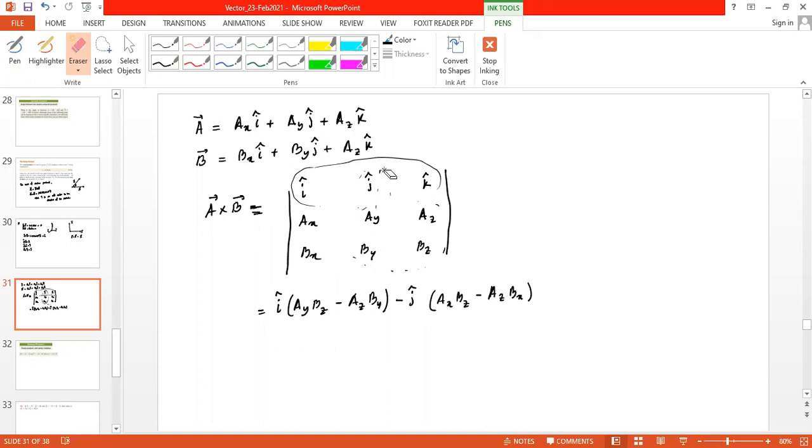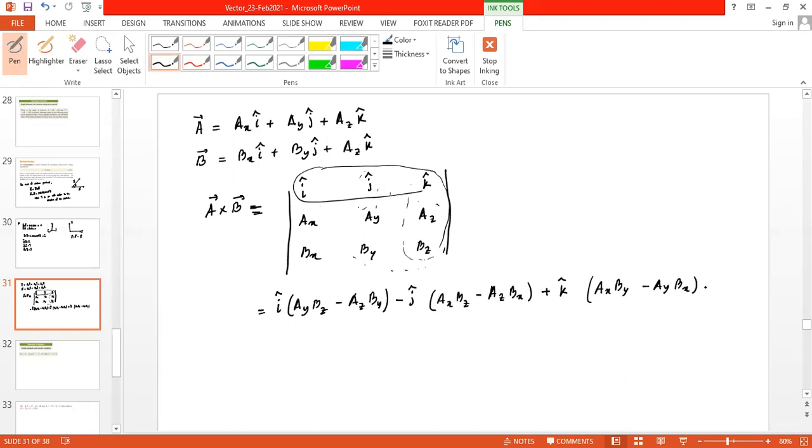Let me delete this one first. For k, same again, I don't need to consider this one and along this line. So I am left with this. So that is plus k, ax multiplied with by. So ax by minus ay bx. Okay, so this is basically a cross b.